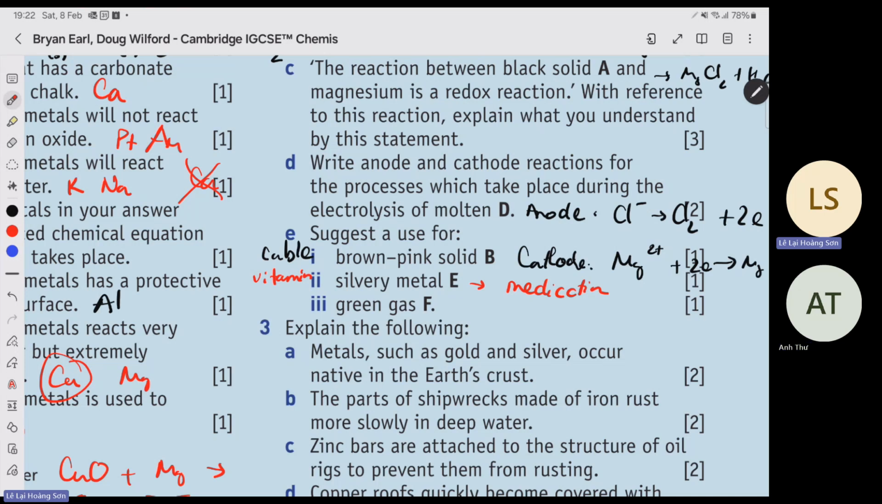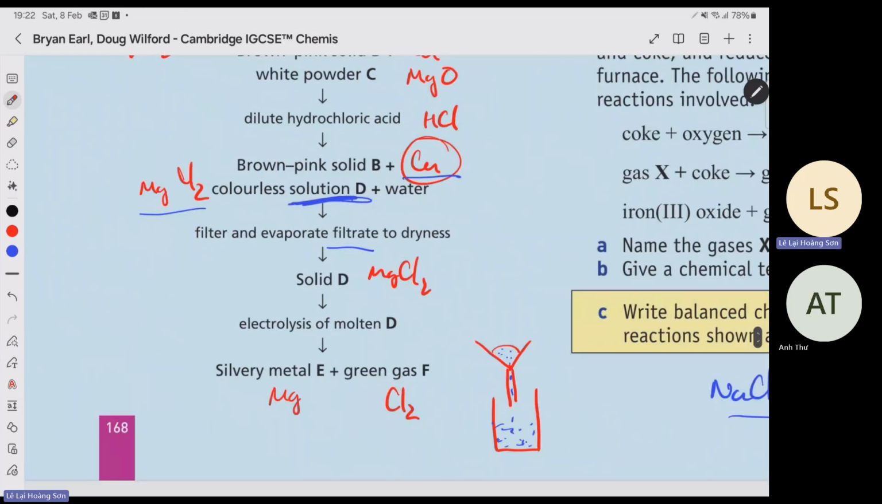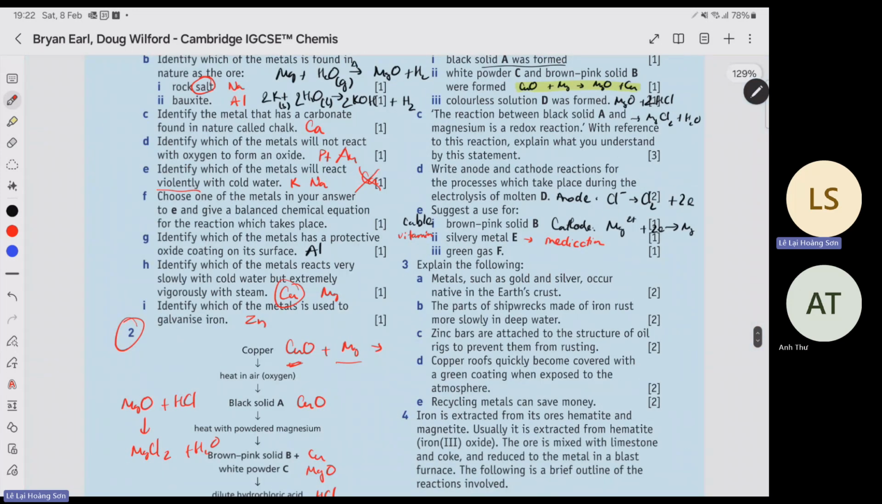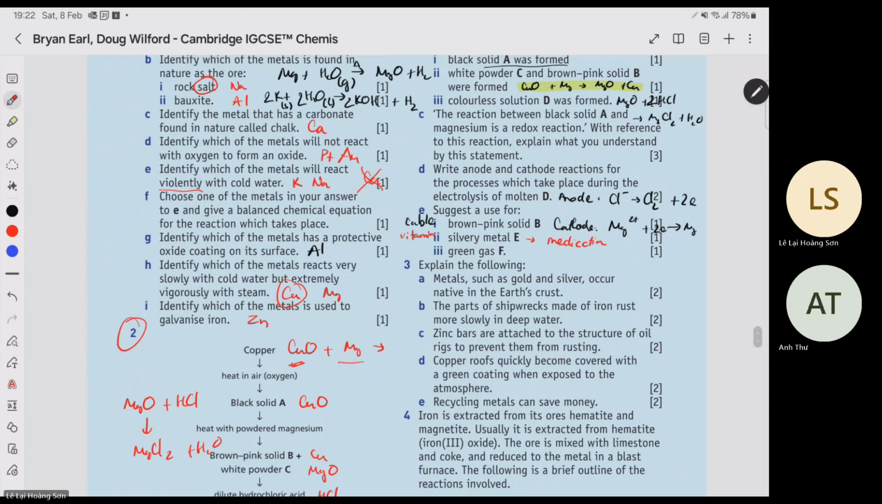Green gas F is basically chlorine, right? The use of chlorine. We've learned chlorine before, right? I don't remember it in English. You can name the use in Vietnamese. Thuốc tẩy rửa. Oh, okay. So you can use chlorine in cleaning products. Yes, that's correct. Is there anything else that you can remember?